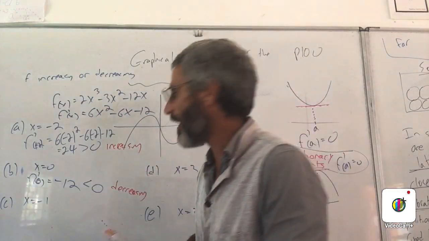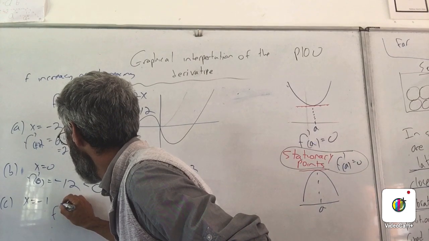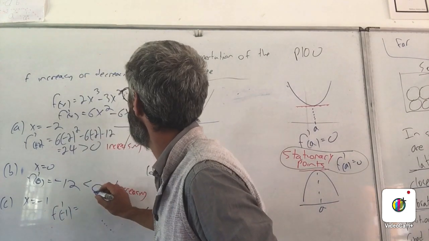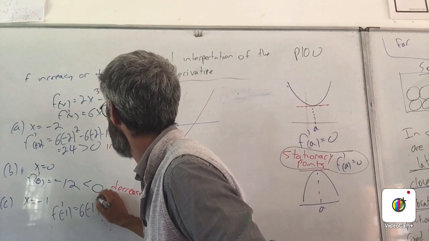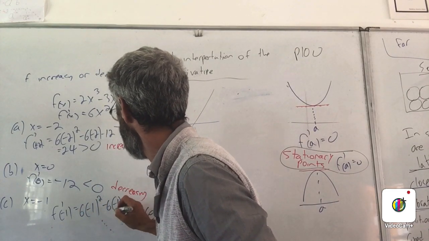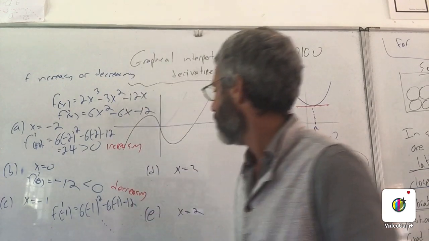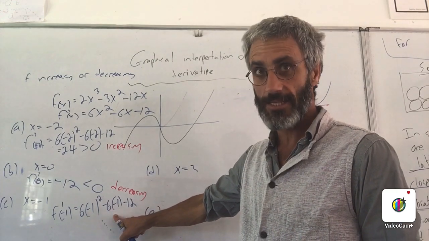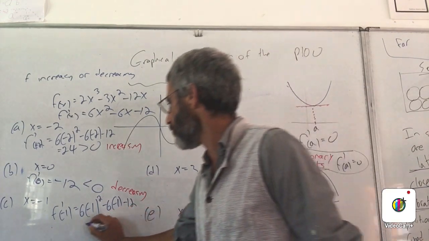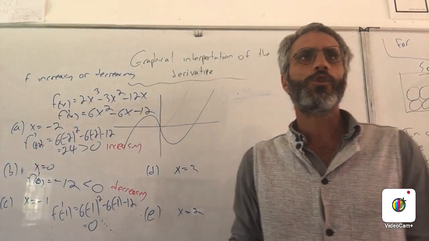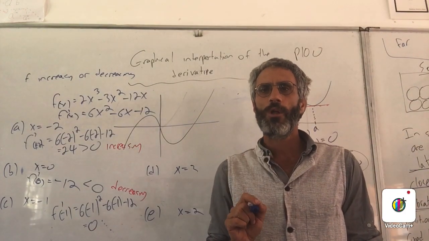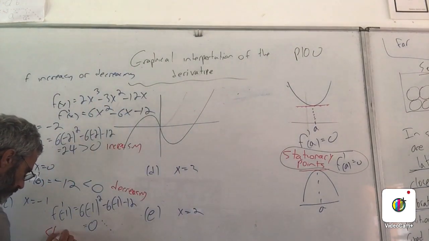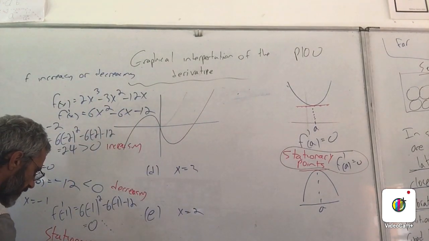Okay, same thing now for a negative. So we're going to find the derivative at minus 1, which is going to be 6 times minus 1 squared minus 6 times minus 1 minus 12. So that is 6 plus 6 minus 12. How much is that? 0. So when the derivative is 0, we have what we call a stationary point. Let's write down a stationary point. And we know we have a stationary point.